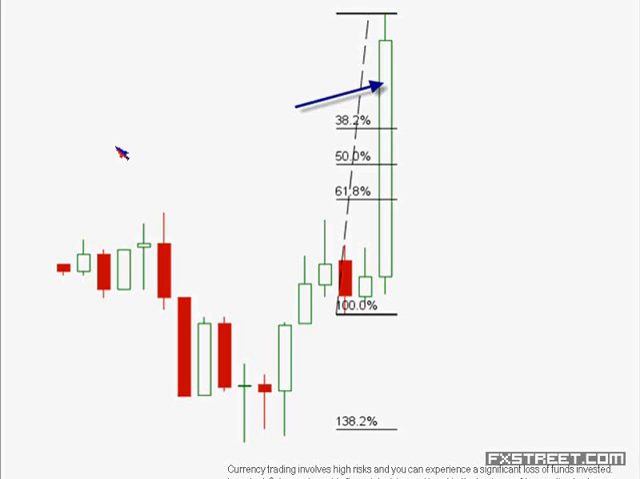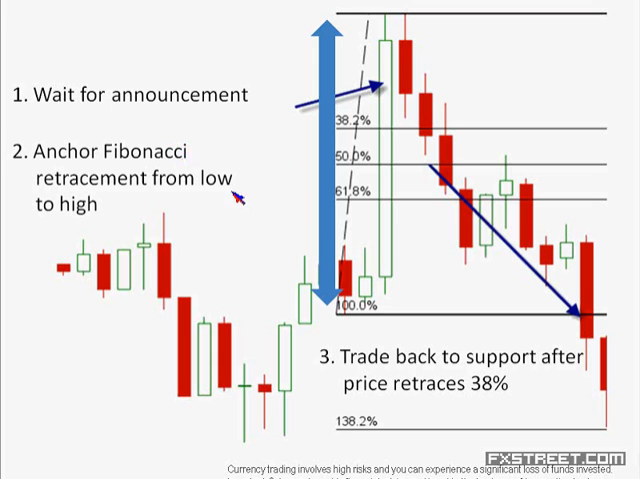stopped going high. After we wait for the announcement, we've anchored that fib, and we see it pull back through the 38% level. We look for it to come all the way back to that last support. What that does is it allows us to set up a fade the trade situation. If we're selling when it closes inside that 38% range, roughly what we're looking for is a 2-to-1 reward risk ratio again.